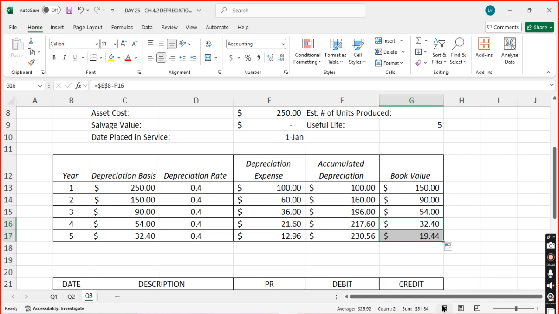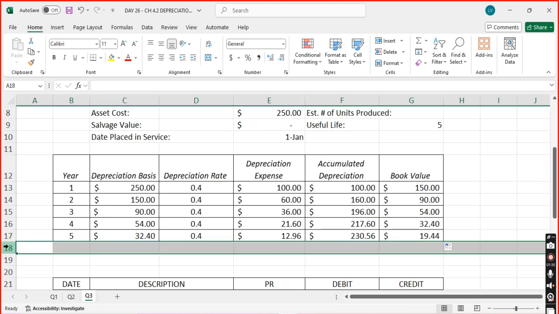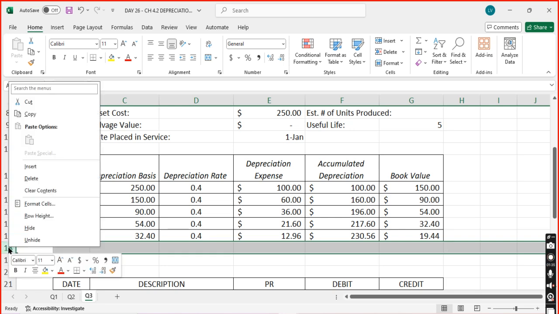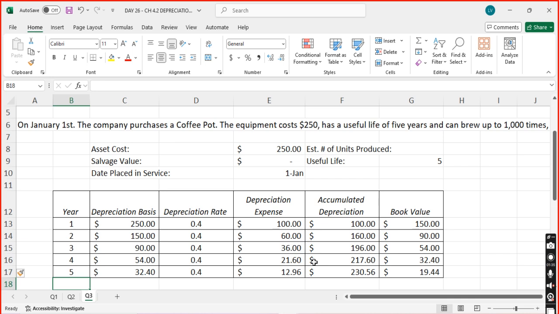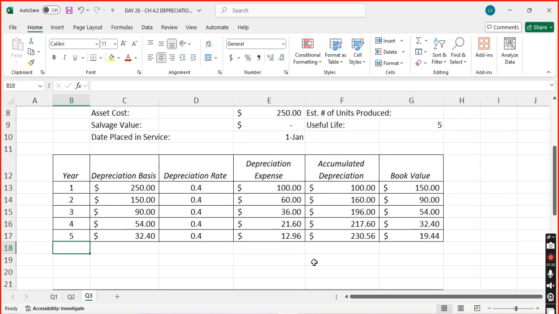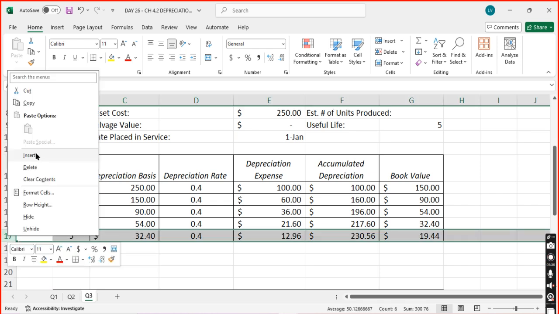Okay? So, question is, can you keep your coffee pot going for another year? Well, what's the estimated useful life? How many years can it go? Well, it can go 5 years, but can you go for a 5th year, or can you go for a sixth year?